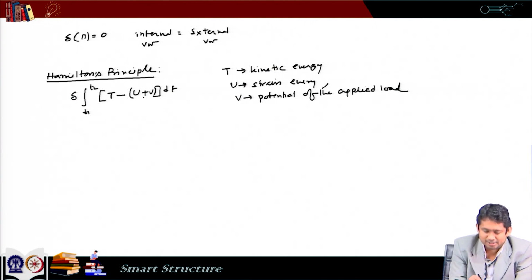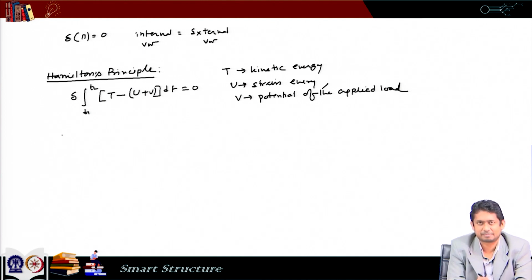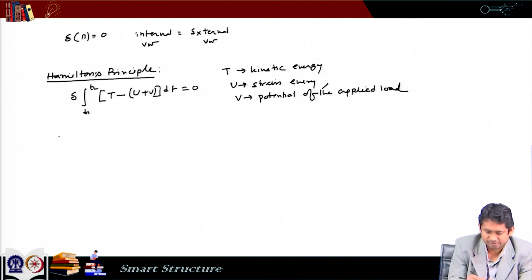So, T minus U minus V, this quantity, if it is integrated between any two arbitrary time steps t1 and t2, that variation of that integral is 0. That is what this principle says for this to be in equilibrium. Now, here please understand that t1 and t2 are arbitrary time steps.